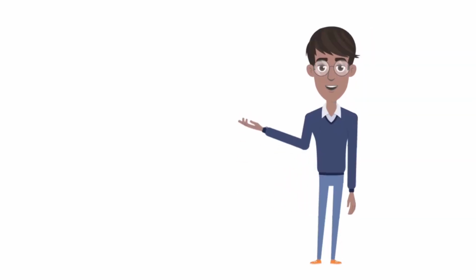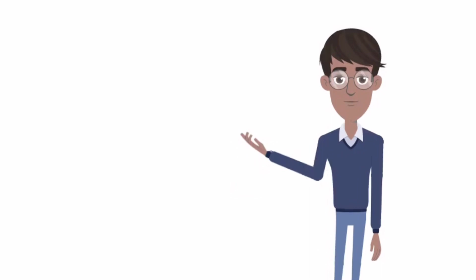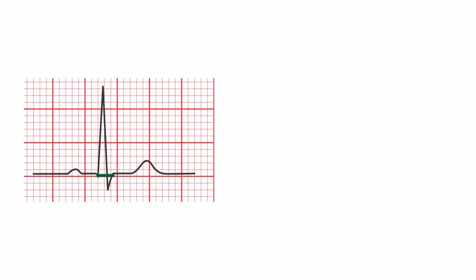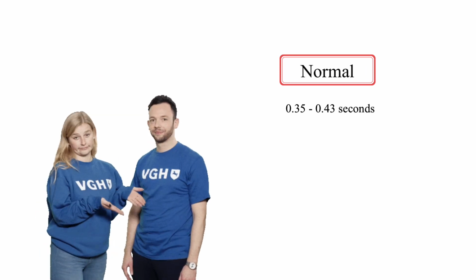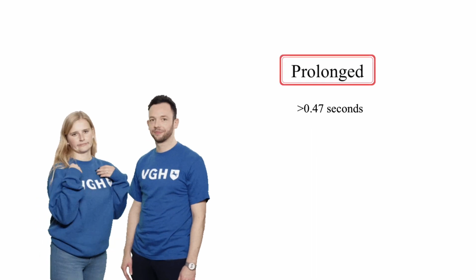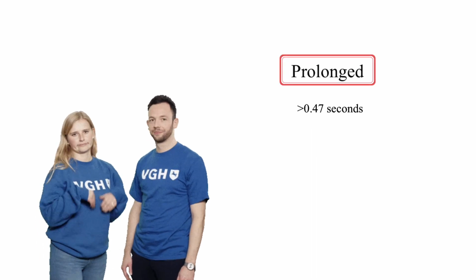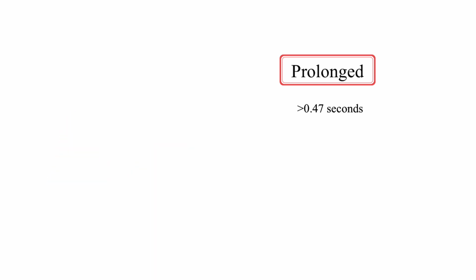Lastly, in your systemic interpretation of the ECG, you can look at the QT interval, which is measured from the beginning of the Q wave to the end of the T wave. Normal QT interval is between 0.35 to 0.45 seconds. Please note that there are different normal values for both male and female. However, a QT interval of 0.47 seconds is prolonged.